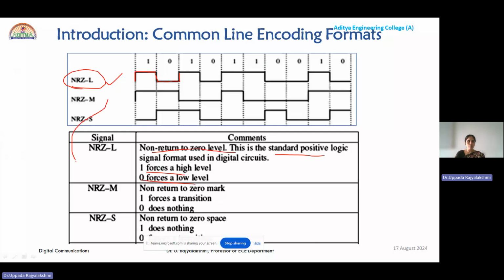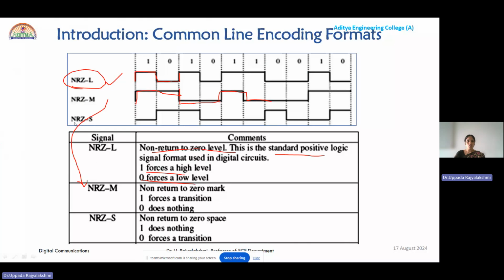Similarly, the second type of representation is non-return to zero mark. Here one forces a transition. Wherever you have one, there will be a transition, and for zero, there is no transition. So the same data will be continued. Again, at one you will have a transition, for zero you have no transition. So wherever you have one, there will be a transition from high to low or low to high.